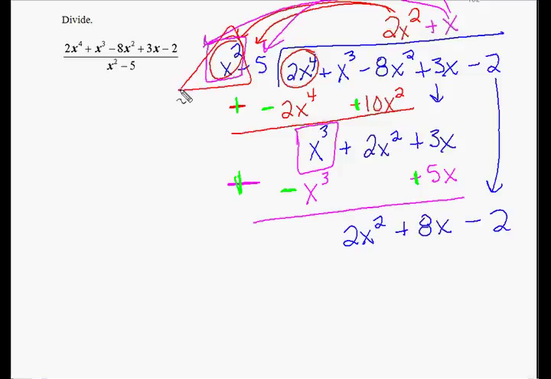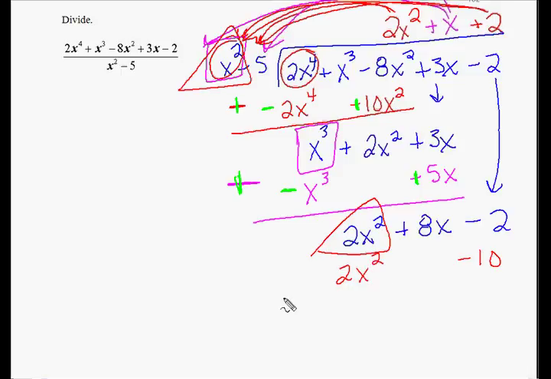And again, I'm going to take this leading term, x squared, and divide it into the leading term, 2x squared, and that goes a positive 2. This 2 must get multiplied back to each term that I'm dividing by. So 2 times negative 5 is negative 10. And 2 times x squared is 2x squared. Long division, this is where we subtract. So we actually add the opposite of what follows.